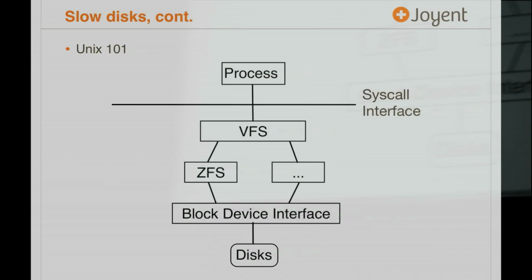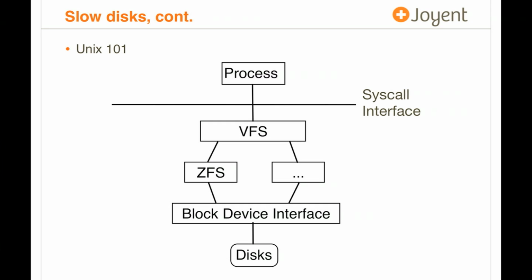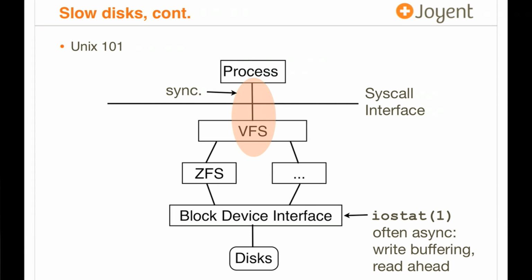noisy neighbors or not? I've drawn a diagram of just the Unix architecture, Unix 101. So processors talk to file systems and disks via the VFS layer, which Sun added in the 80s. You've got multiple file system types, block device interface to actually represent the disks, and then we talk to disks. The problem is IOStat works at the block device layer. And the block device layer is often asynchronous to what the process is doing. So you've got write buffering. My application writes to the file system cache and DRAM, and that gets synced out later to disk.